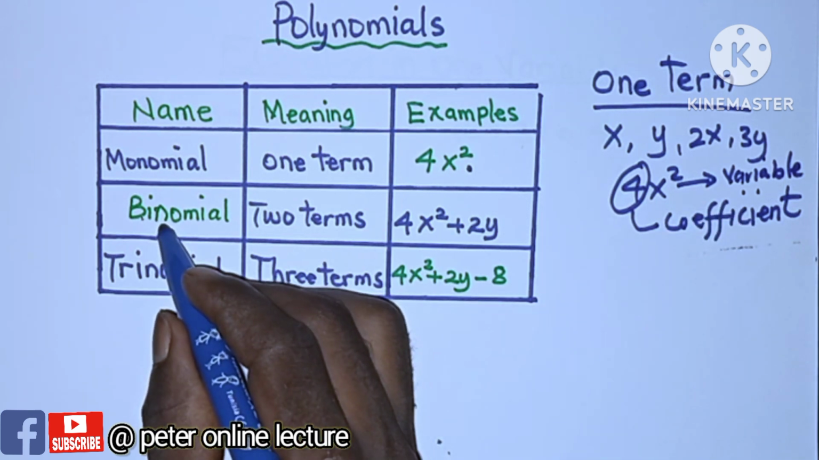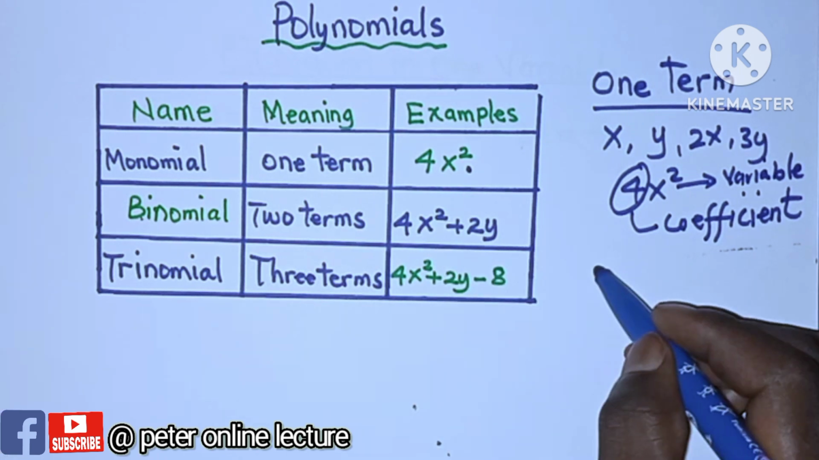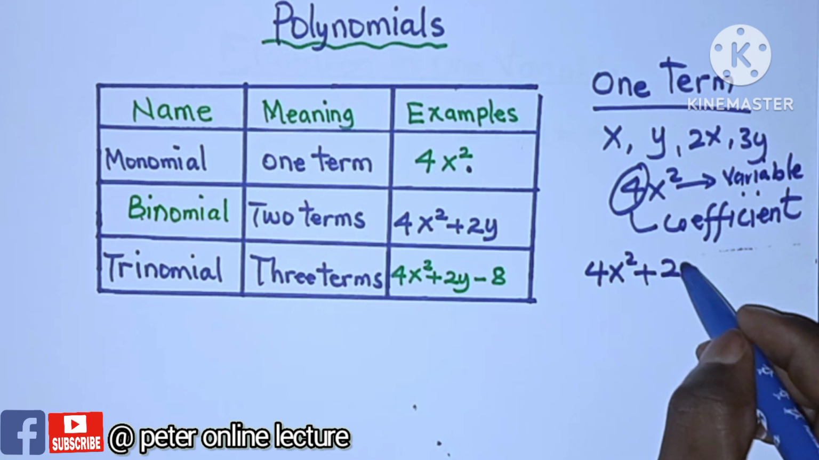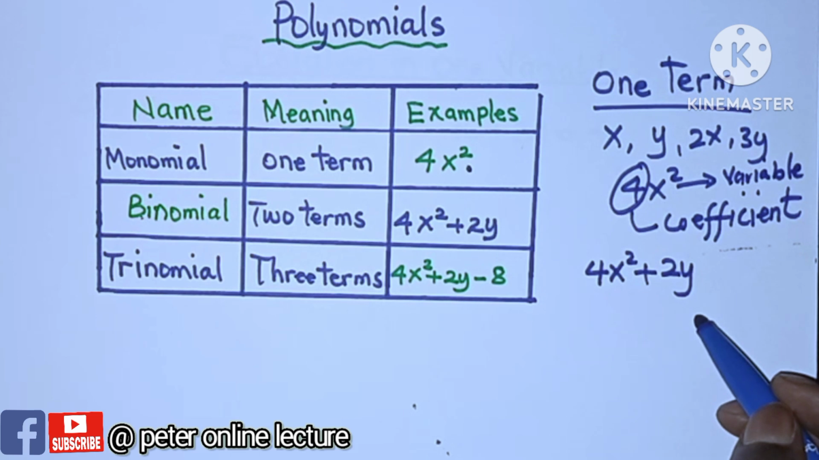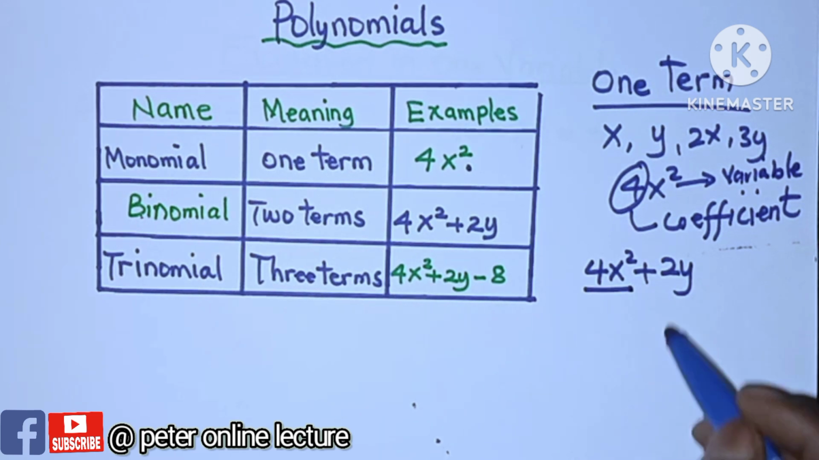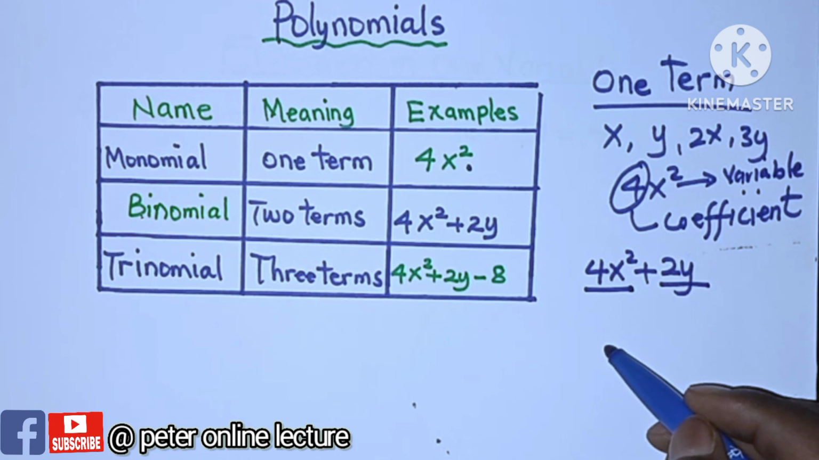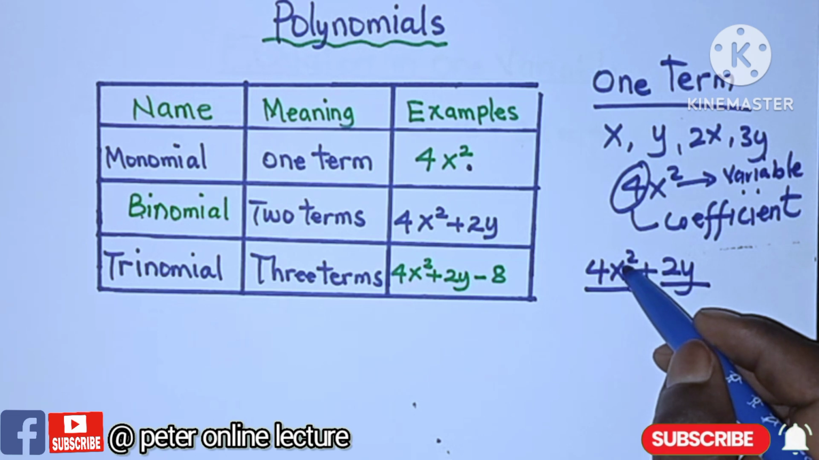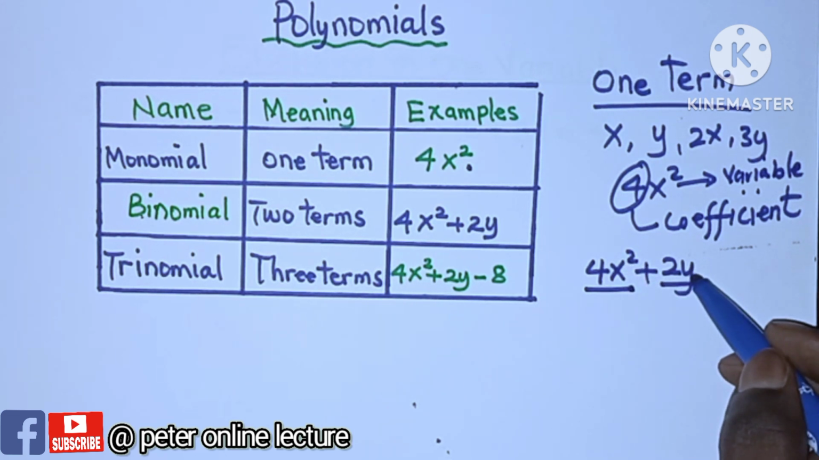Now the next term we have is binomial. Binomial has to do with two terms. Now if you look here, technically you have 4x squared plus 2y. Looking at this problem, you have two sections of it. You have one that has to do with x, and you also have one that has to do with y. The 4x squared is one portion of this problem, and the 2y is another portion of the problem.